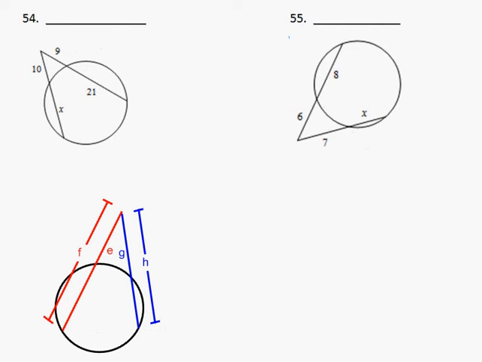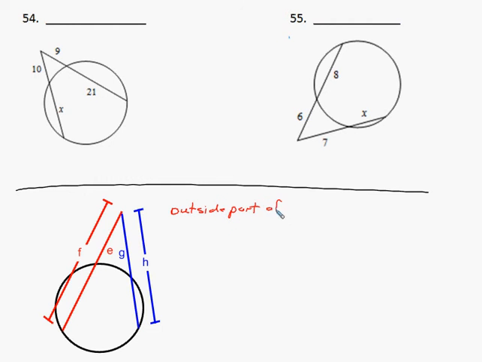And these last couple examples are going to be the same idea, but a little bit different. So here, these two segments cross the circle. And so what we're going to have with this is the outside part of the segment times the whole segment, and those are what are going to be equal to each other.